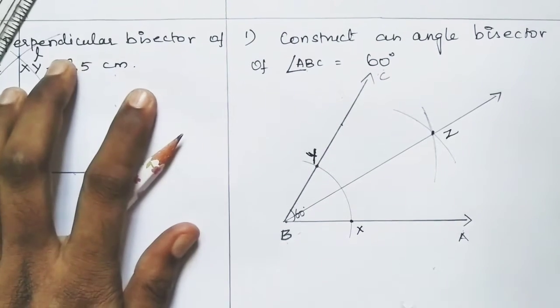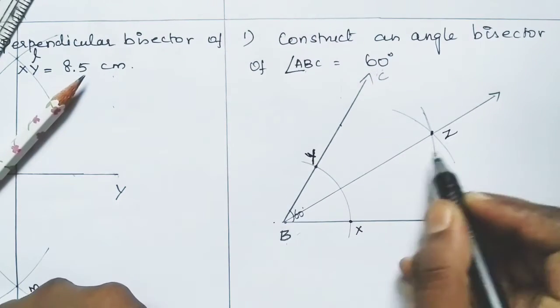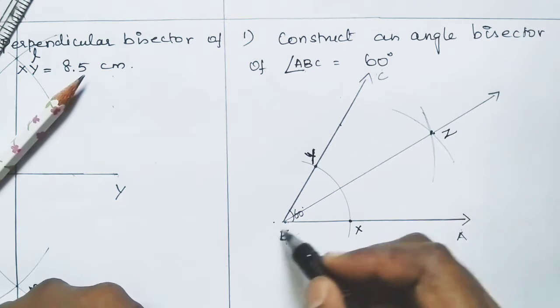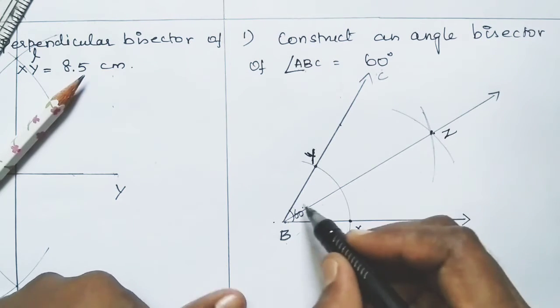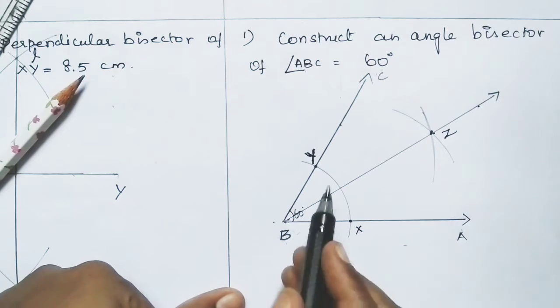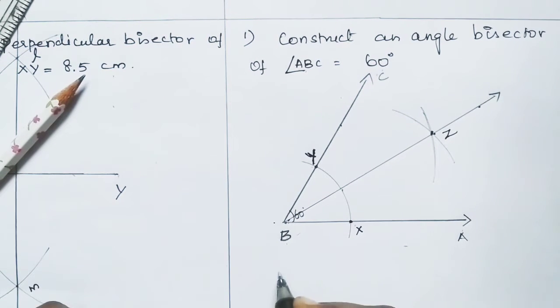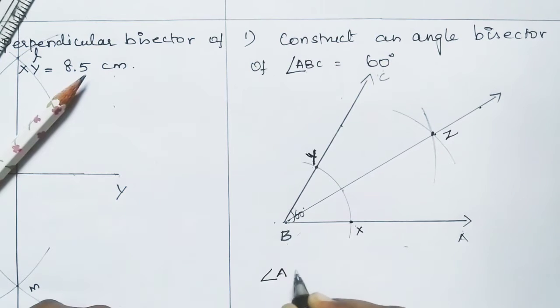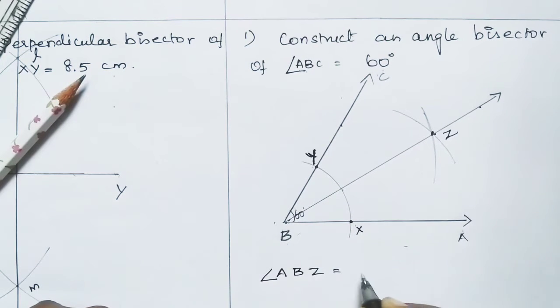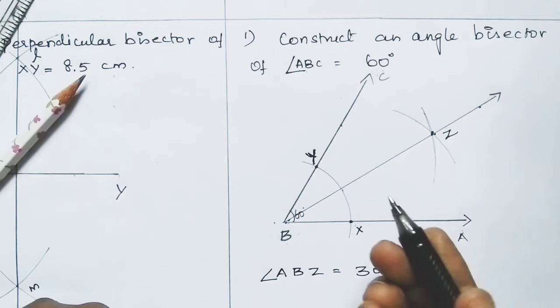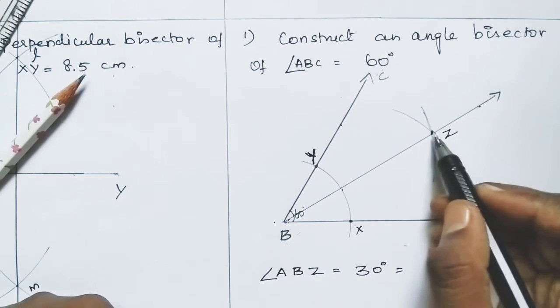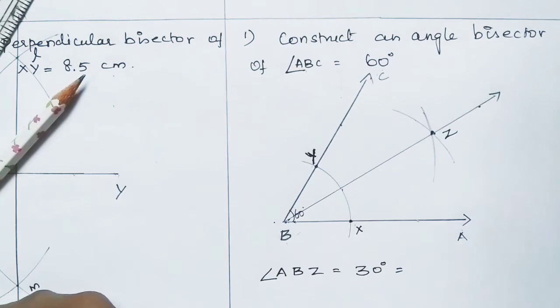Now I can say ABZ. Now BZ is the angle bisector, right? This BZ divides the angle into two equal parts. Got it? So I can say angle ABZ is equal to 30 degree. Half of 60 is 30, which is equal to angle ZBC.